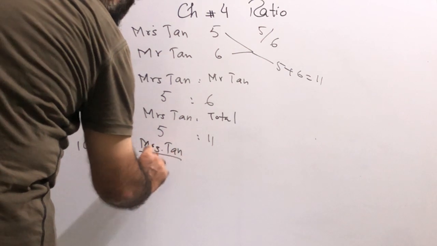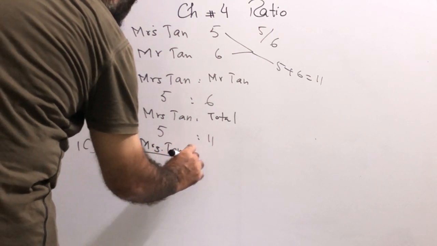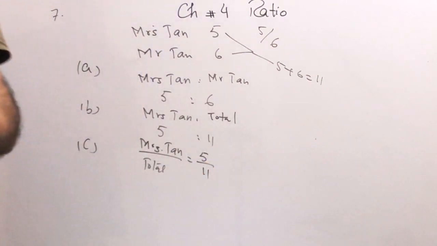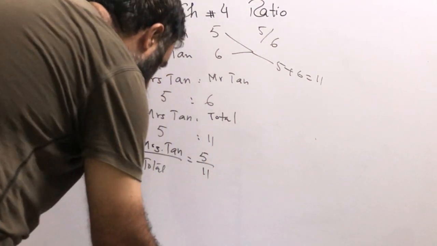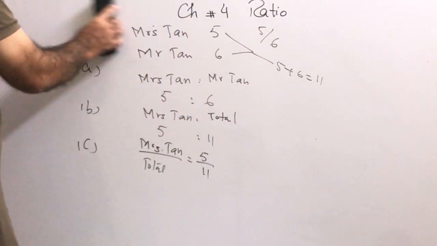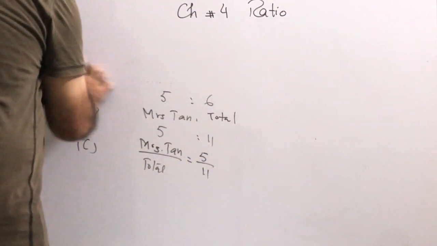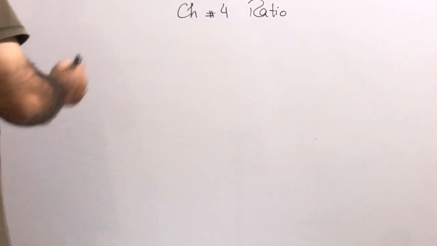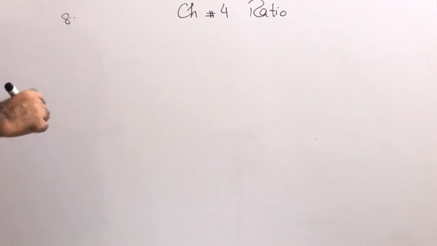Mrs. Tan's salary over total salary. Mrs. Tan's salary is 5, total is 11. 5/11 is the answer for part C. So by this way we have completed 7 points or 7 questions. Now we are on page number 71, point number 8.